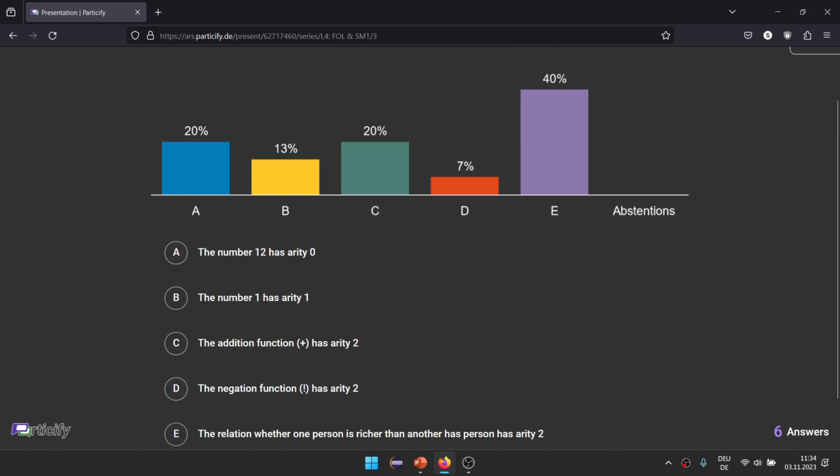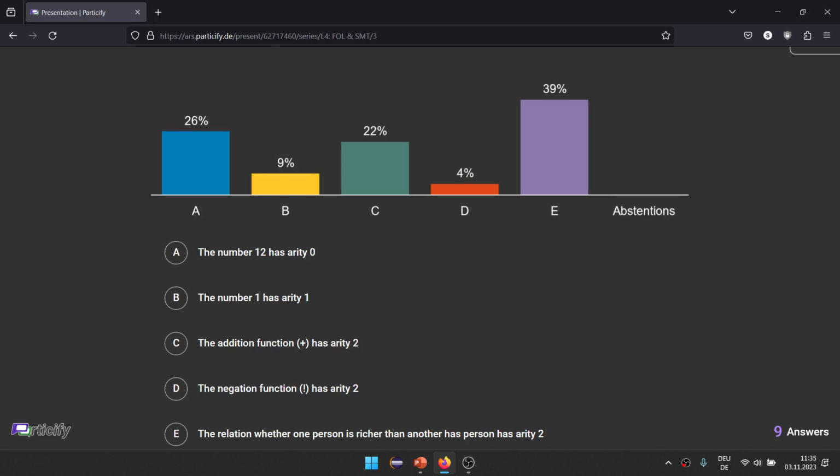Okay, so we have some answers. The number 12 has arity 0. Why is that correct? It's a constant, exactly. It doesn't have any parameters, so it has arity 0. The number 1 has arity 1? No, because it's a constant as well, so it also has arity 0. Then the addition function, the plus, has arity 2. Yes, it takes 2 parameters, on the left and on the right, so arity 2.